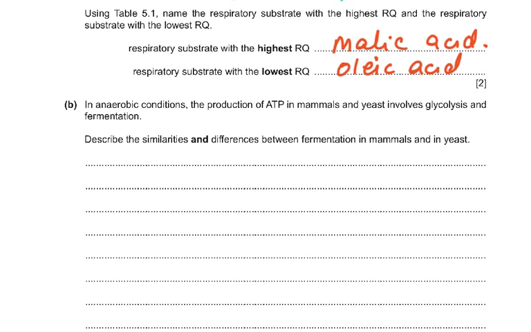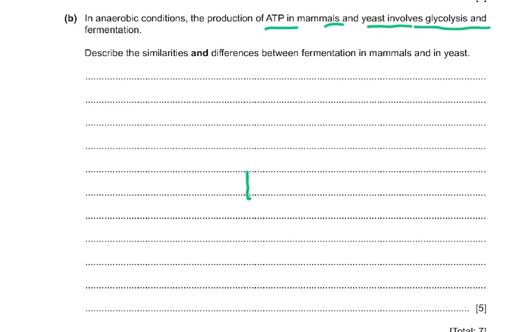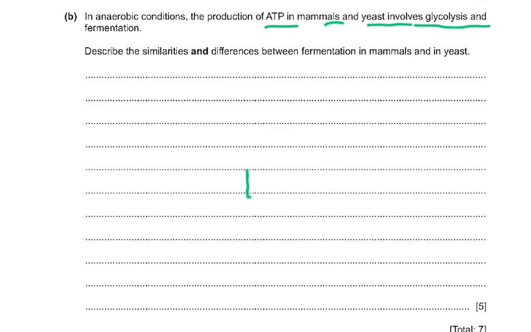Then we come to the next part, which is anaerobic respiration. In anaerobic conditions, the production of ATP in mammals and yeast involves glycolysis, and fermentation. Describe the similarities and differences between fermentation in mammals and in yeast. Now that was very simple. There's 5 marks for that. Very direct question. Similarities: use pyruvate, occurs in the cytoplasm, regenerates NAD, and it's a redox reaction. Differences: lactic acid made in mammals, ethanol in yeast. One step in mammals, two steps in yeast. Carbon dioxide made in yeast, not in mammals. Reversible in mammals and irreversible in yeast.